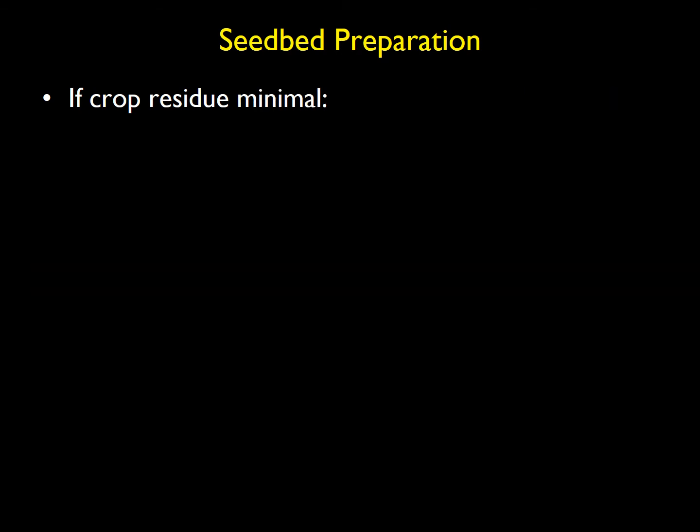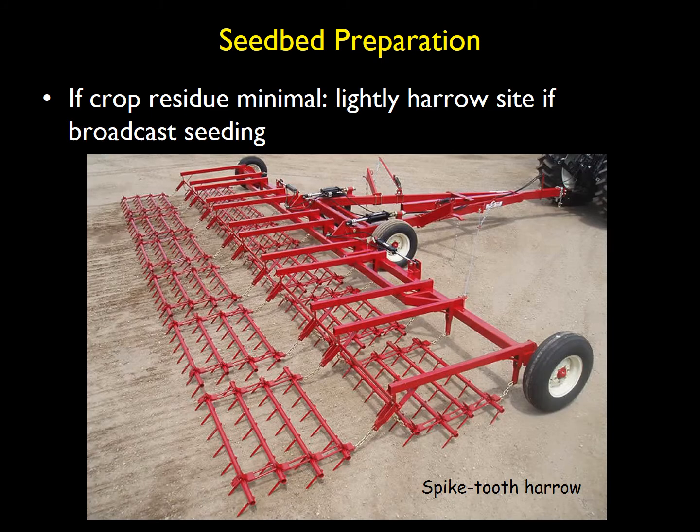Now, if it's been a longer time since it's been used for agriculture, there might not be too much crop residue to worry about. And if that's the case, you can use what's called a harrow. So this is something that, again, is dragged behind a tractor, and it's going to create these small furrows, small scratches in the earth, which are going to help seeds to get established.